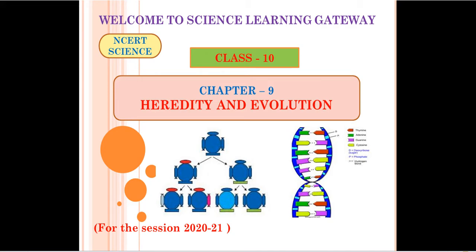So today we are going to continue with the same chapter of class 10th science, that is chapter number 9. The name of the chapter is Heredity and Evolution. I have already uploaded the first part of this chapter, that is part 1, in which I have covered the heredity topic, and today we are going to discuss evolution. This will be part 2 of this chapter, and in this tutorial we will learn about evolution.